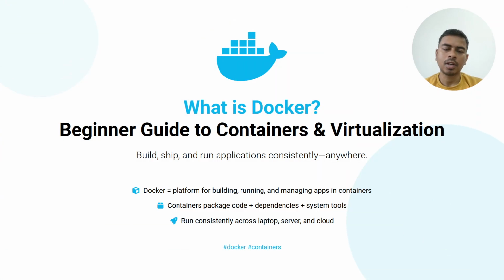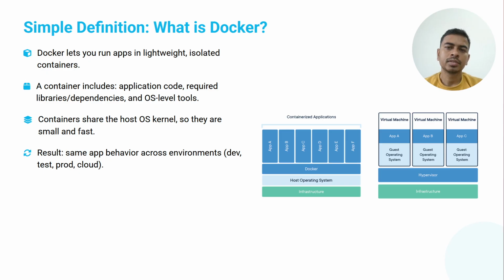A container includes everything an application needs. If you are running an application on Docker, it includes the application code, runtime and libraries, required dependencies, config files and OS level tools. So your application will be portable and consistent, running the same anywhere, whether on a test server, your laptop, a production server, the cloud, a Windows server or a Linux server. In simple terms, Docker lets you run applications lightweight and isolated.